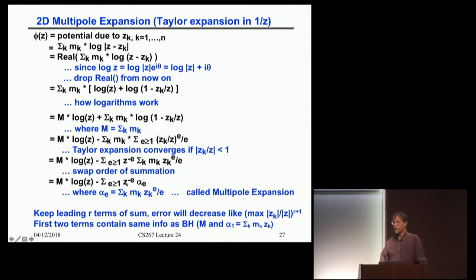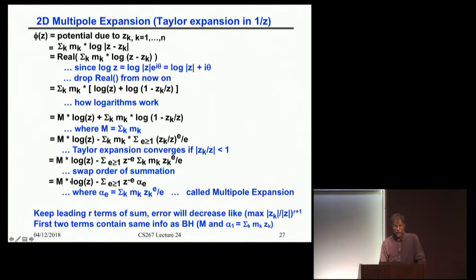I'm just going to chop off this Taylor expansion. I'm just going to keep the leading r terms. And it says that if I throw away the leading r terms, all the other terms are going to be at least this small, the max of zk over z divided by, to the r plus 1 power. And so that's going to decrease geometrically, and so I can pick r as big as I like.